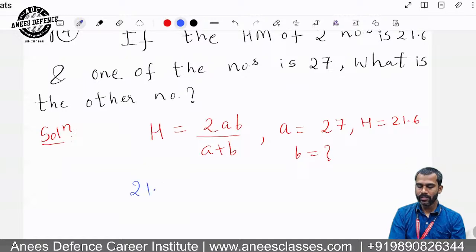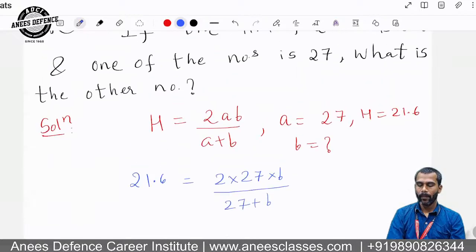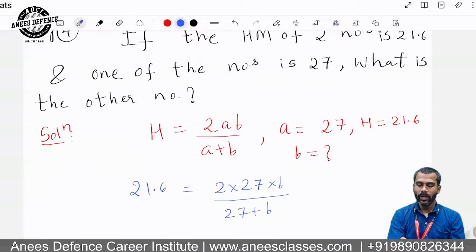So that is 21.6 is equal to 2 into 27 into B divided by A plus B, 27 plus B. Yes or no? Now what I can do, I can just write this one as 216 divided by 10. Yes or no? Is equal to 2 into 27 into B divided by 27 plus B. Yes or no?